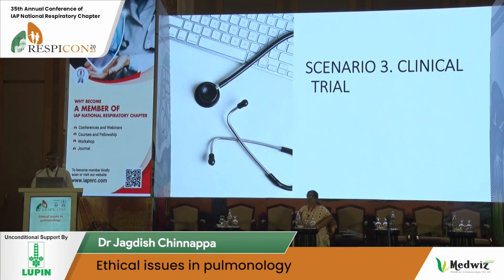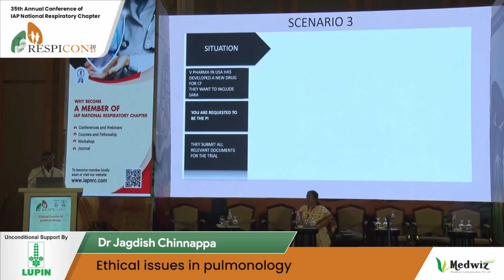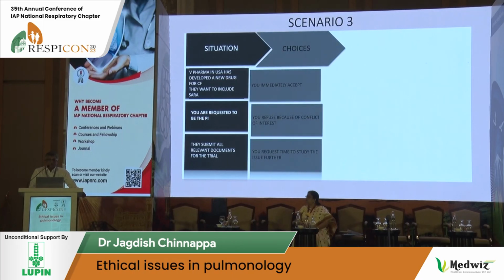Now coming to scenario number 3, V Pharma in the US has developed a new drug for cystic fibrosis. They want to include Sara in the trial. You are requested to be the principal investigator. They submit all the relevant documents for the trial. So what are the choices you have here? You immediately accept, you refuse because of conflict of interest, or you request time to study the issue further.